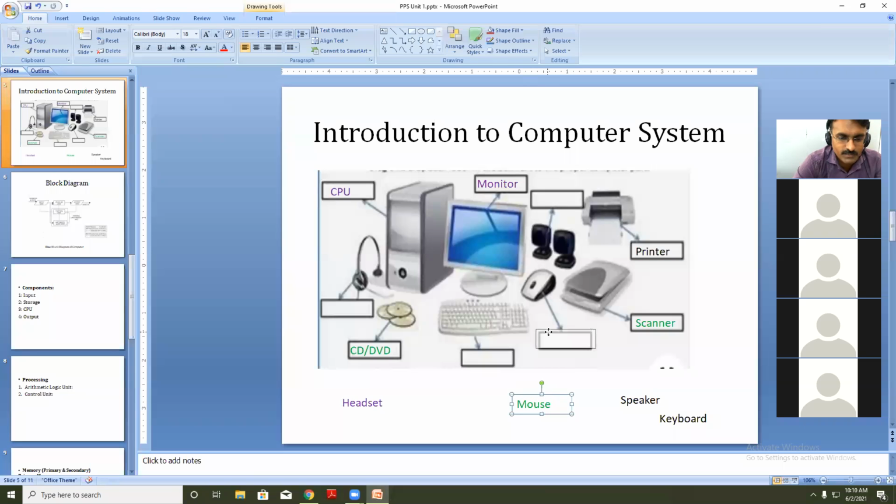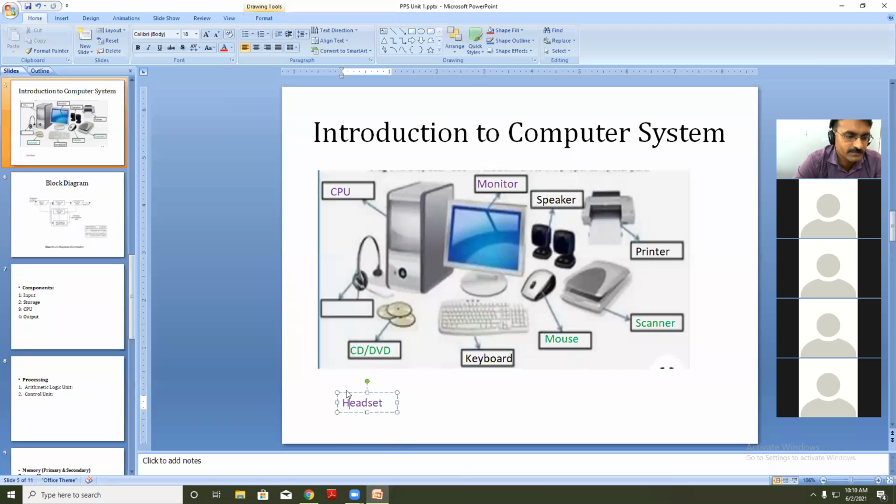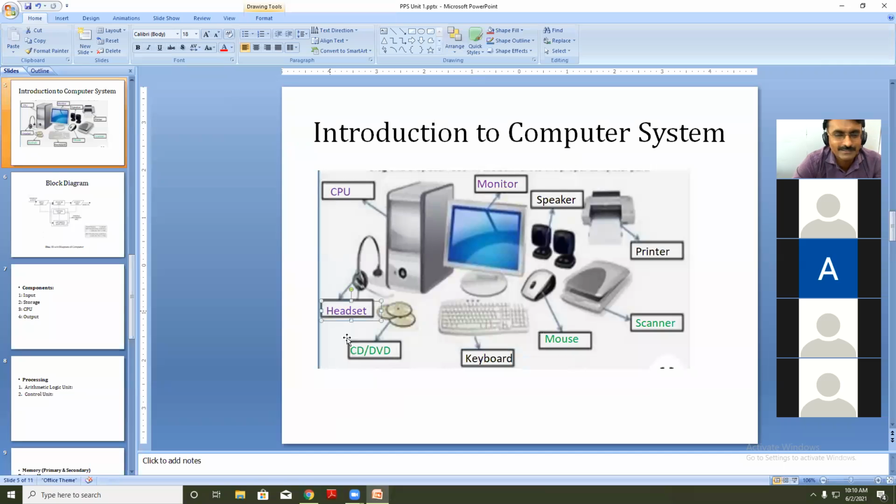Mouse comes in two different types: one is wired and the other is wireless. So this is a wireless mouse. This one, keyboard. Okay, this one, speaker. I will move this to speaker. And the last one remaining is the headset. Currently I'm using it.